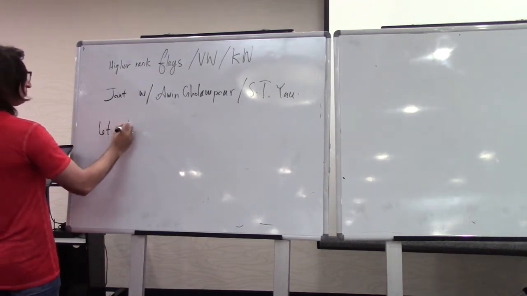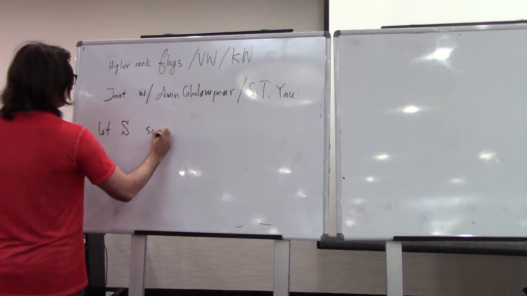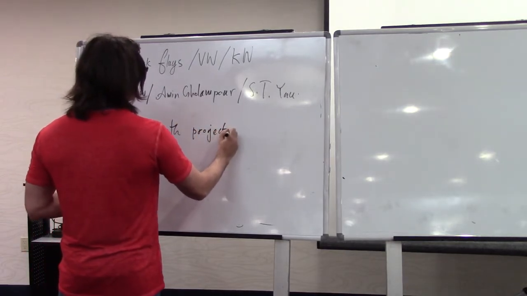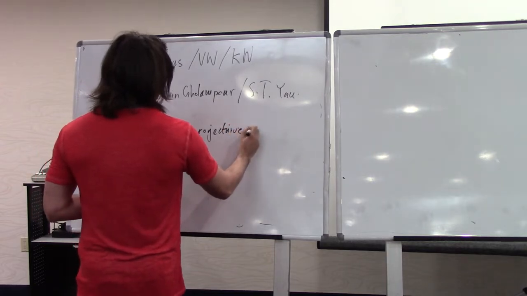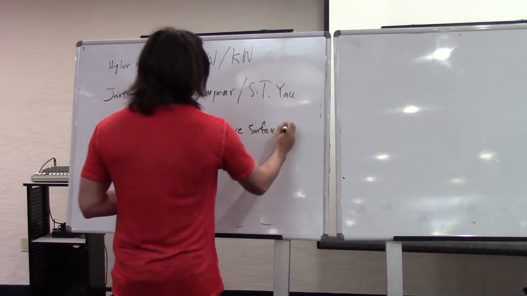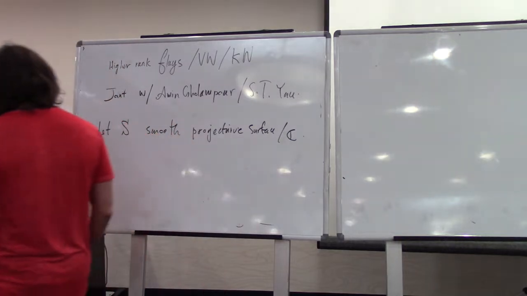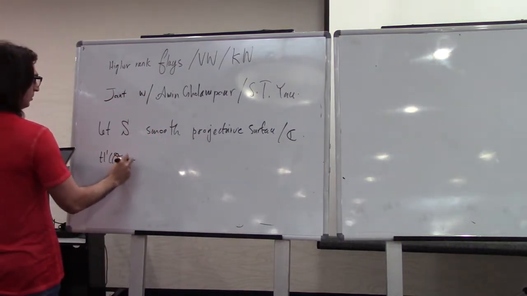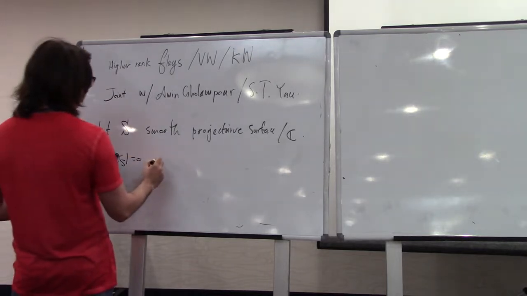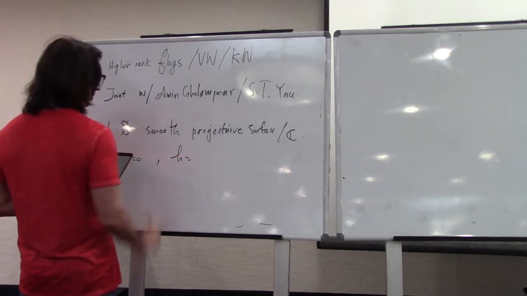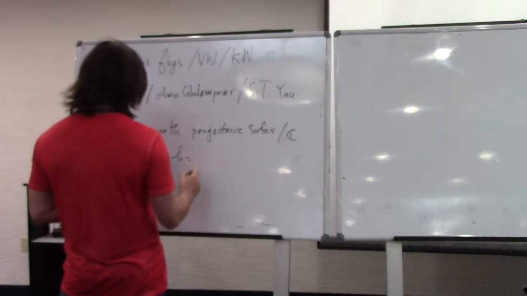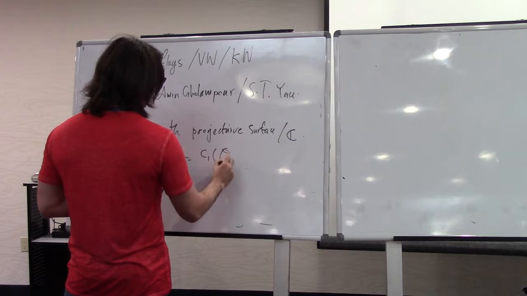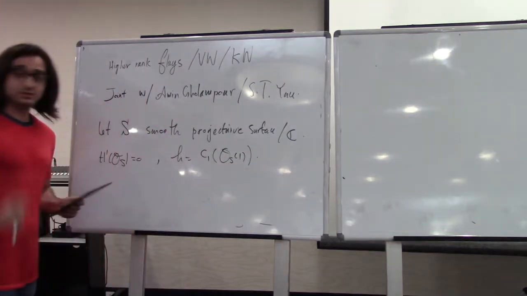So let S be a smooth projective surface over C, with the following cohomology conditions. I would like H1 of O_S to be vanishing, and let us pick an ample hyperplane class. So let little h be the hyperplane class on this projective surface.